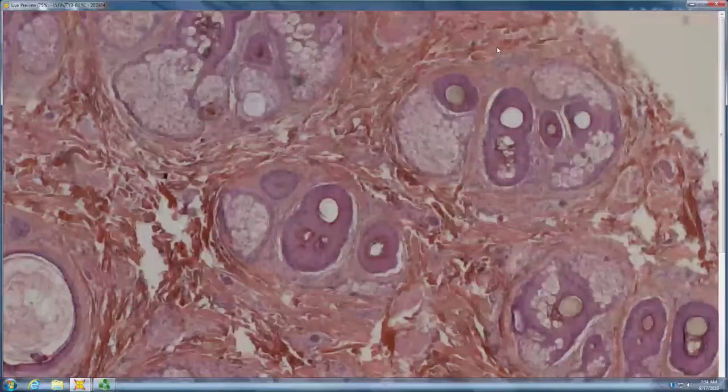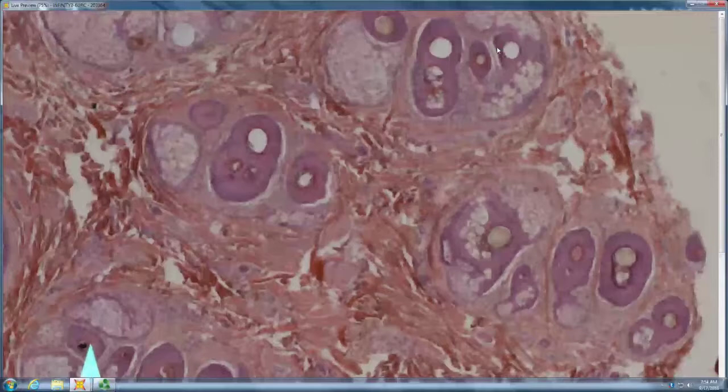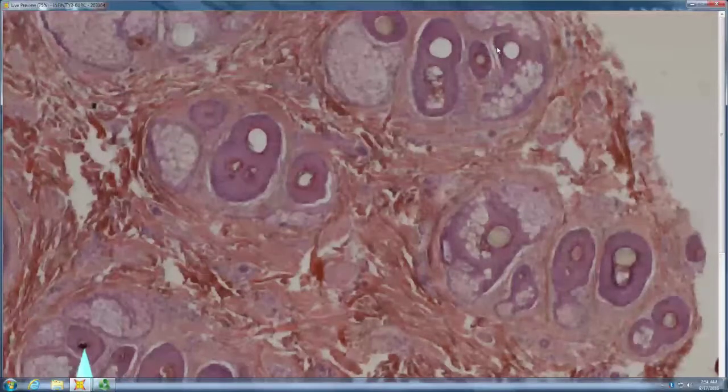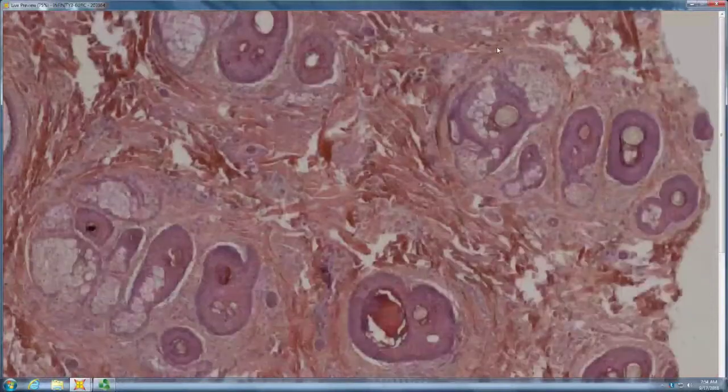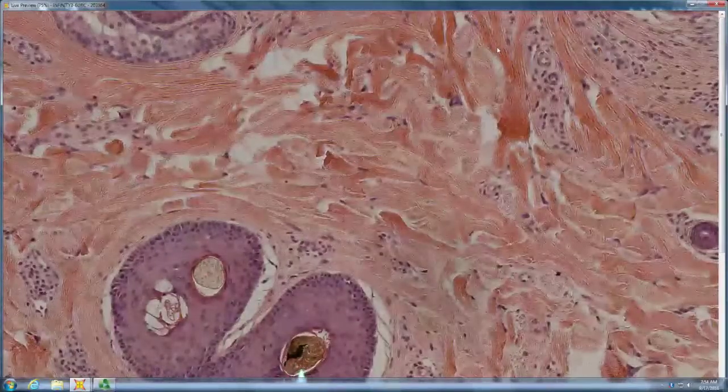So there's your cross section. What's that? Looks like miniaturized follicles. And what's in the center? With the pigmented profile. Yeah, what's the brown stuff in the center?